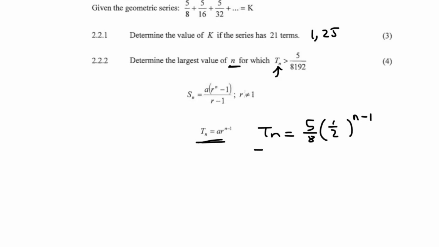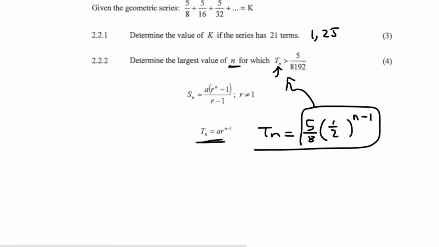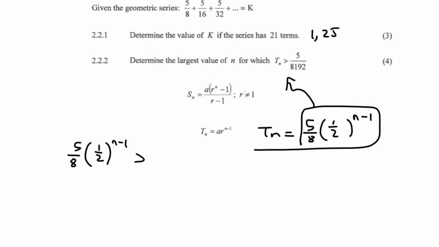So this is Tn, so I can now put that in the place of Tn. And so that's going to be 5 over 8 times by a half to the n minus 1, then that symbol, 5 over 8, 1, 9, 2. What a lot of students do now is they multiply these two numbers together. But guys, you can't. The reason is that there are exponents over here.